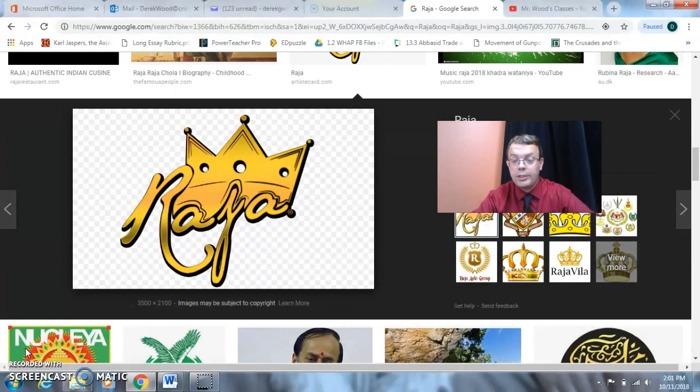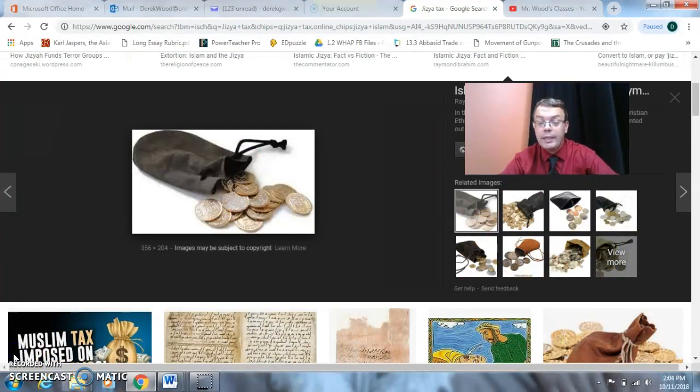Raja is basically king. You can also see it spelled R-A-J, Raj, and it means king. In many Indian societies, this basically means the king or the person in charge. Jizya is basically a tax that in Muslim kingdoms at this time, if you wanted to keep your own religion, they would let you. The requirement was that you had to pay a special tax, and then you could keep your own religion. And that is Jizya.